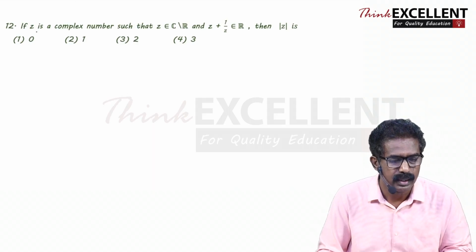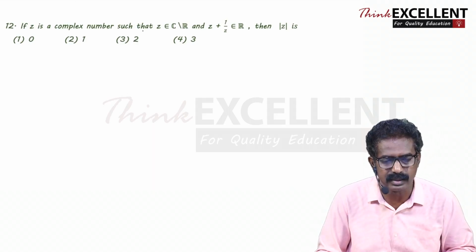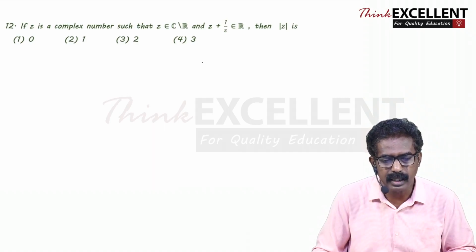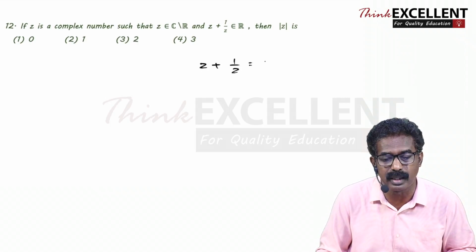Question number 12. Z is a complex number such that Z belongs to C minus R, so it is not pure real, and Z plus 1 by Z belongs to R. Belongs to R means pure real, no imaginary part, 0 i. The i is not there, right?